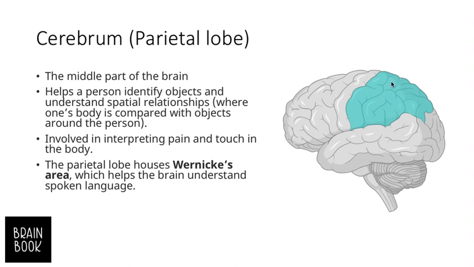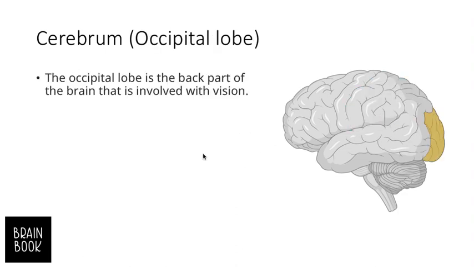Also, here there is an important part which is named Wernicke's area, which helps the brain to understand spoken language. And if it is injured by a trauma or maybe infection, the patient will have problems and deficits in the understanding of spoken language.